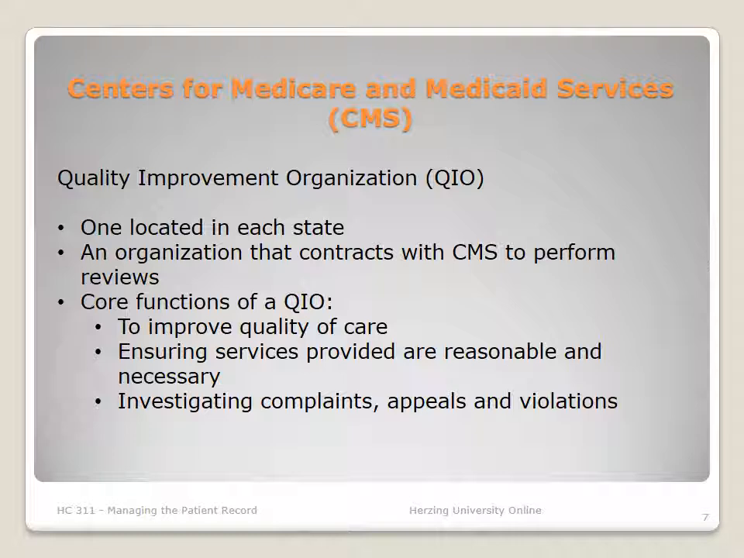A Quality Improvement Organization, or QIO, helps the Centers for Medicare and Medicaid Services, CMS, to perform quality functions. There is a QIO located in each state. They work on behalf of CMS, so healthcare organizations must follow their requests as they would if CMS contacted them directly. The core functions of a QIO are listed on this slide.